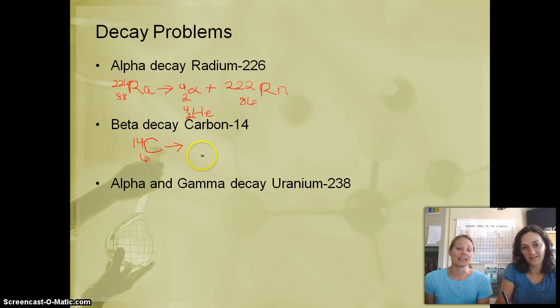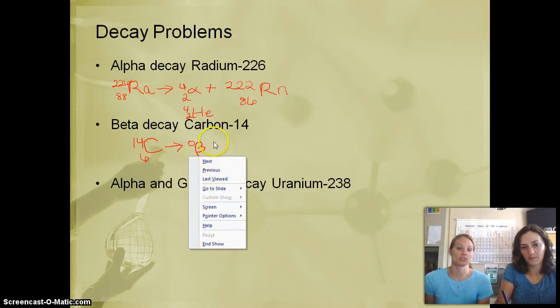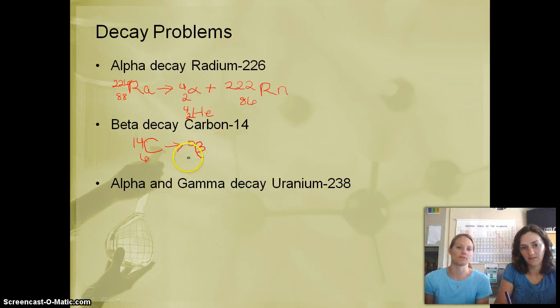And we're going to beta decay. Now, beta is a 0. There's a B. 0 is the mass because there's no mass, and it has a -1 charge. Okay. Negative -1. All right.